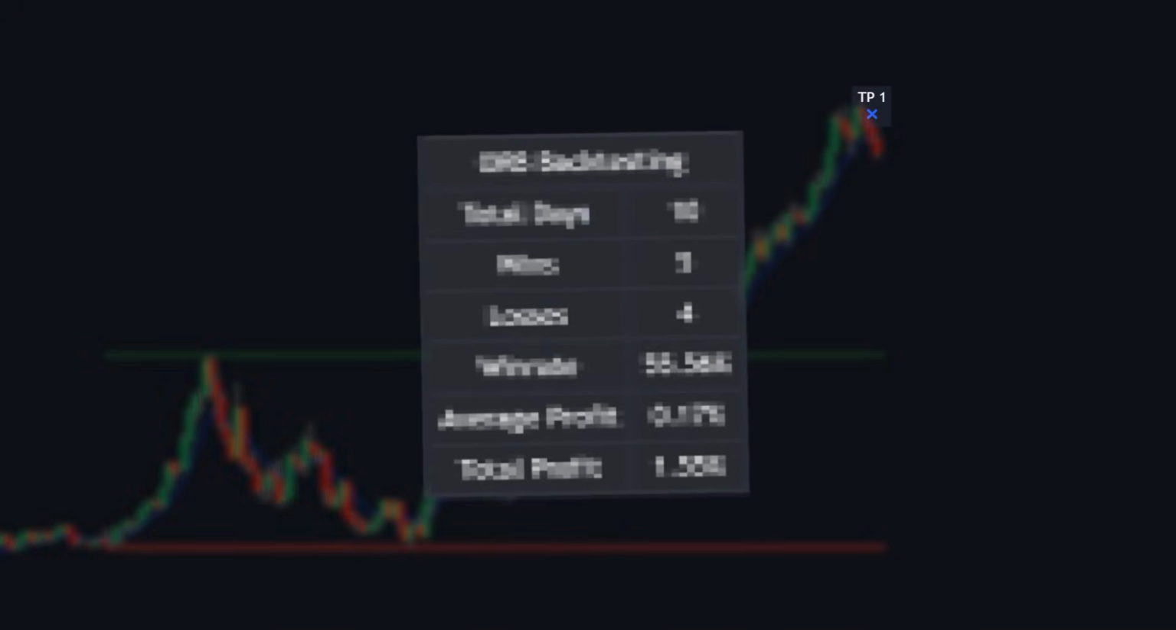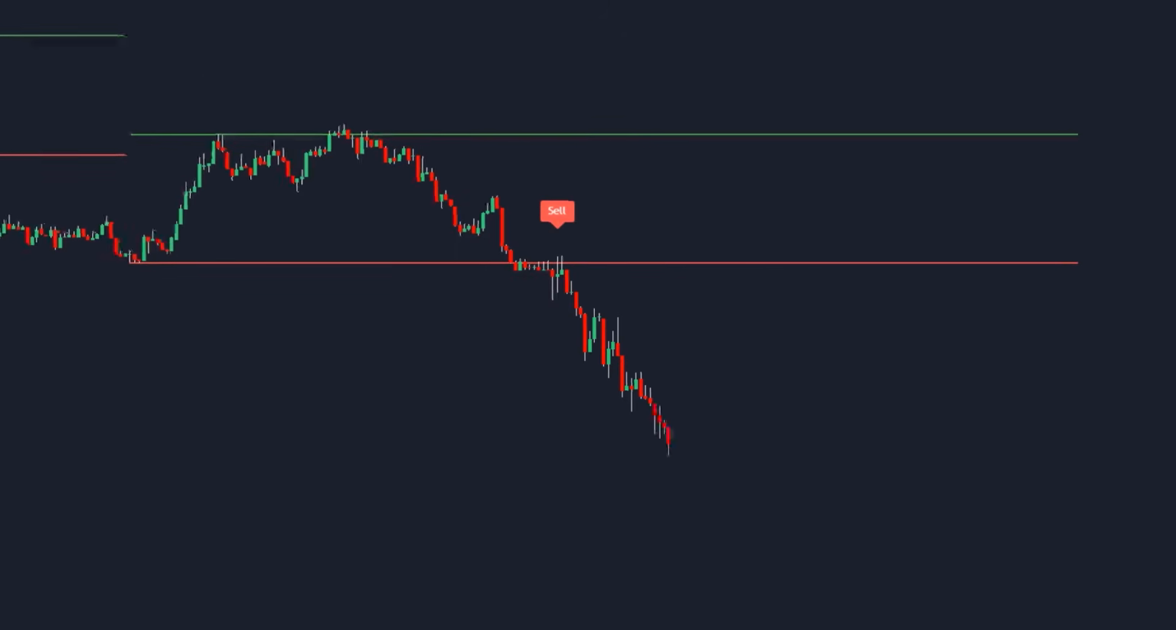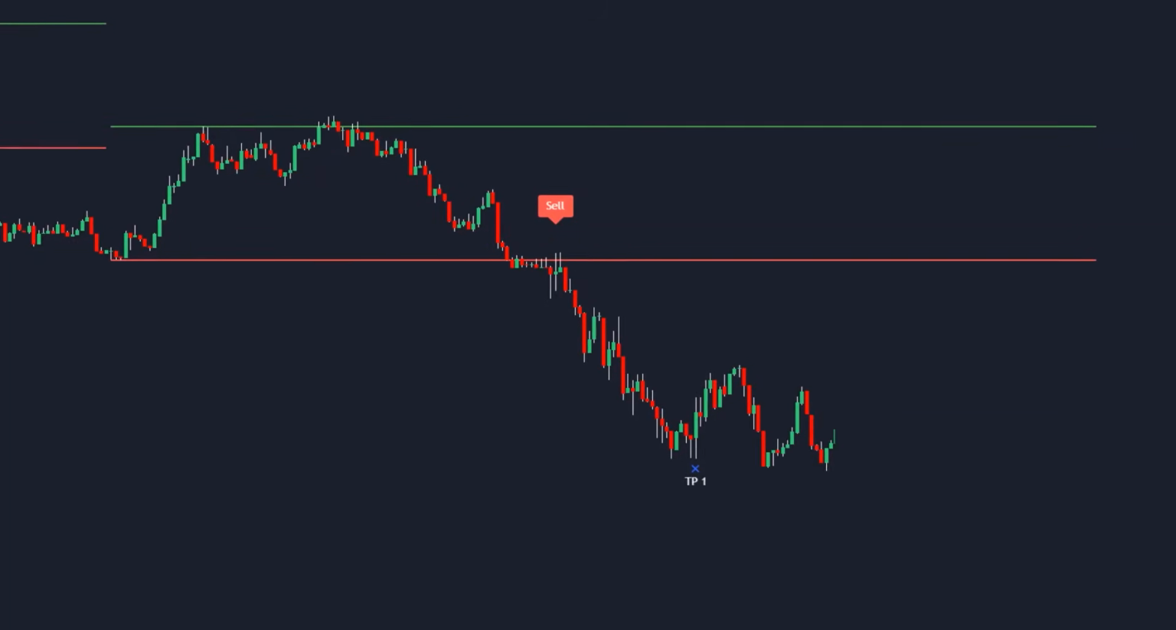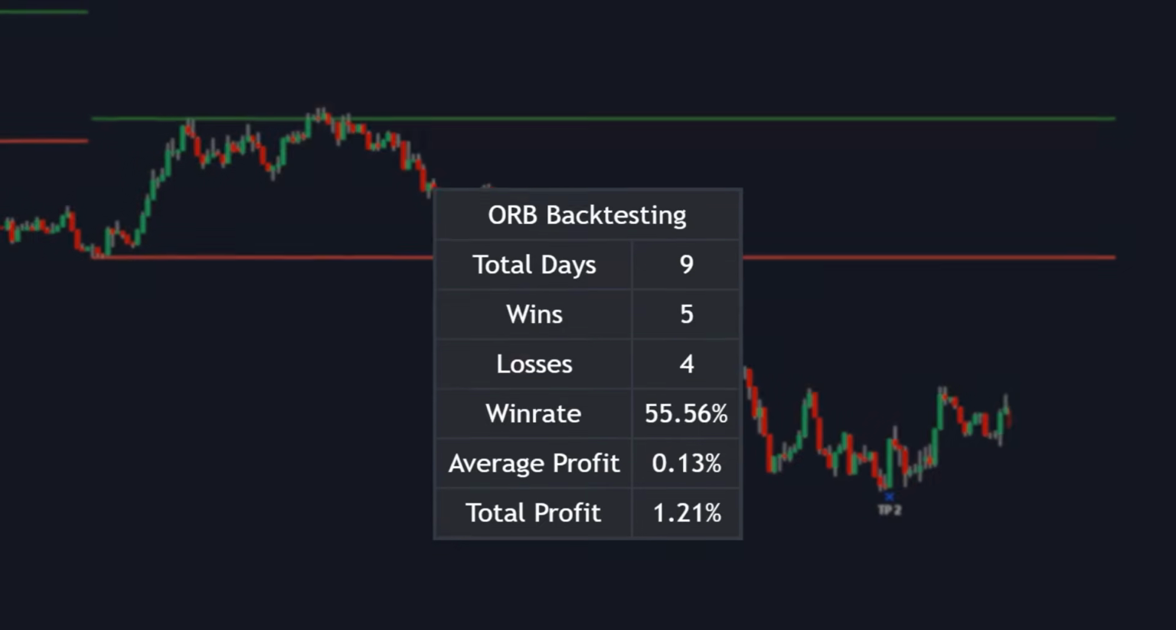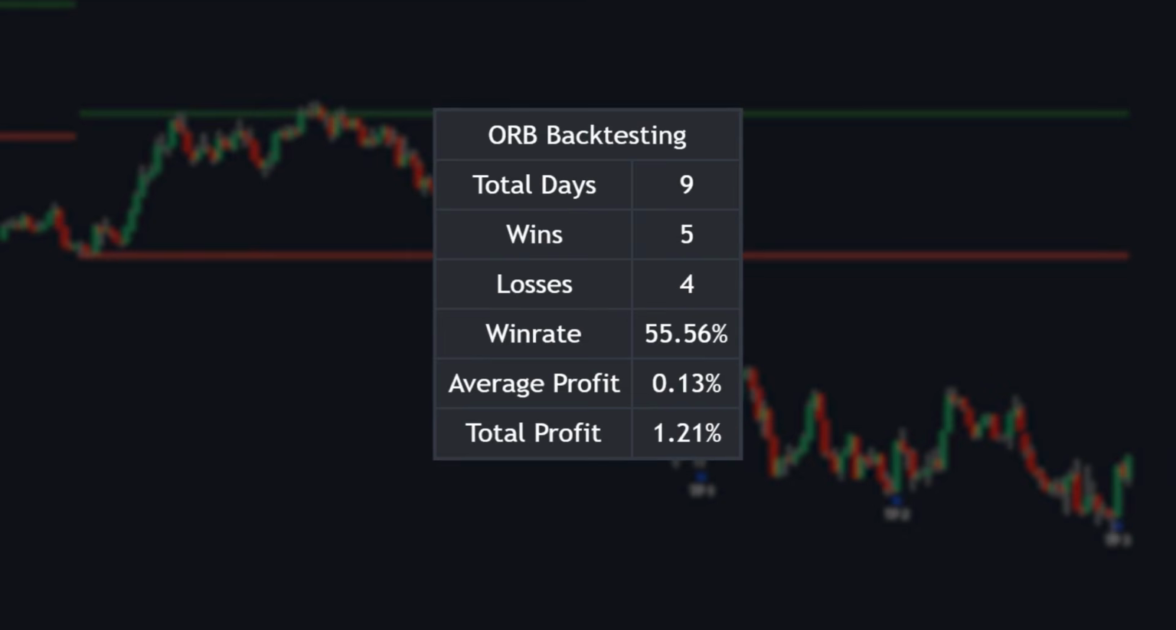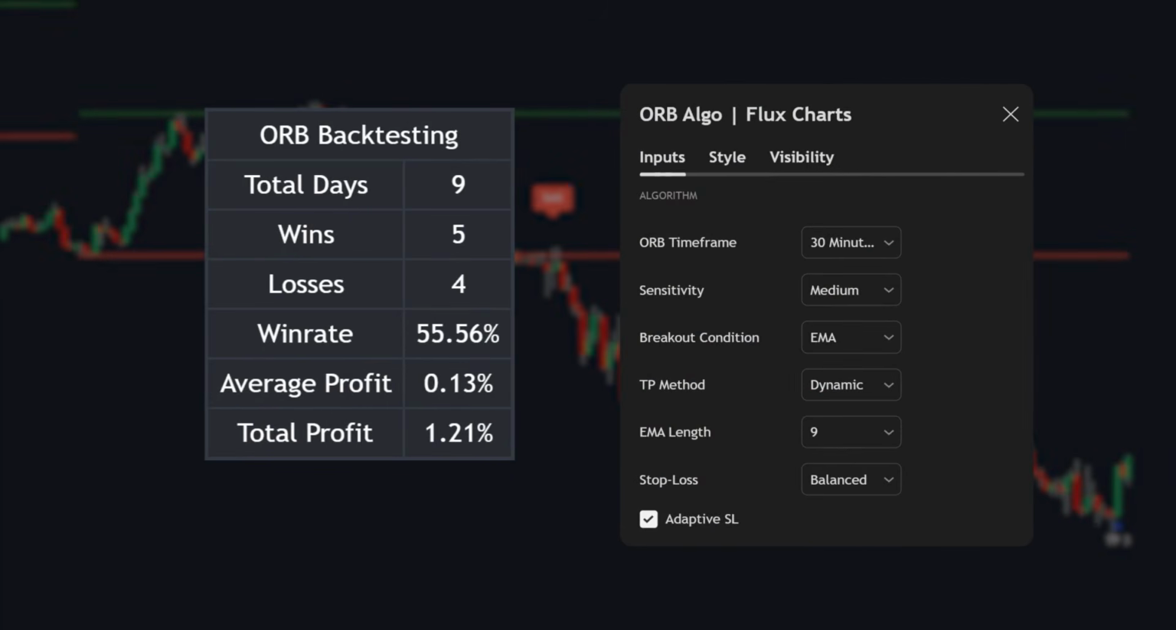But there's one more feature you need to see. The ORB Algo isn't just about helping with live trades. It lets you test your setup instantly with the backtesting dashboard. Here, you can find the past performance of the indicator with your exact settings. Things like win rate, average profit, and even the total profit percentage. This helps you fine-tune your indicator settings for your favorite assets without second-guessing or wasting time manually backtesting.